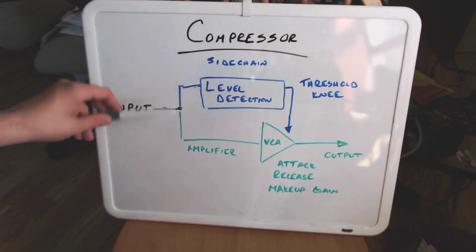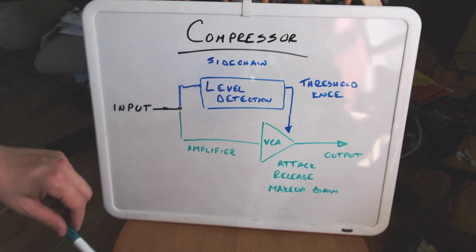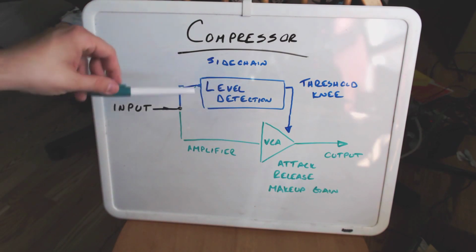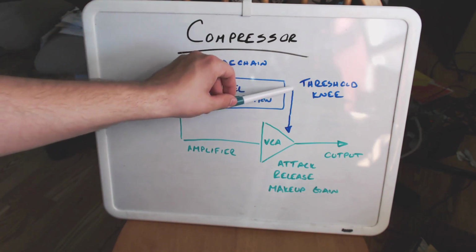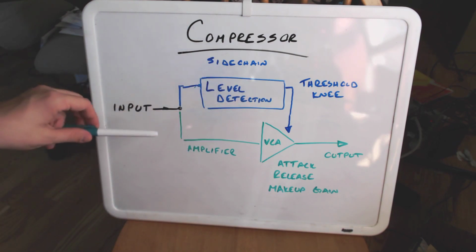This is a basic block diagram of a compressor. It consists of two circuits, the sidechain and the amplifier. The audio input is split and goes into each of them. The level detector's job is to determine when the audio has exceeded the threshold, and in which case the amplifier needs to do its job.